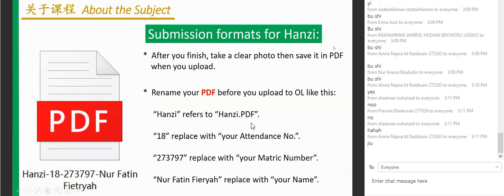So the character writing, after you finish, take a photo, rename your PDF like this. 汉字 means Chinese character. So you have to confirm before you submit to OL, check every information you write is clear. Okay. So you have all the 9 pages clearly uploaded in the PDF. It's one PDF, 9 pages, containing all the 9 pages. Okay, I don't want it separated into 9 PDFs. I need one PDF containing all the 9 pages of character writing. So this is all the things for character writing.